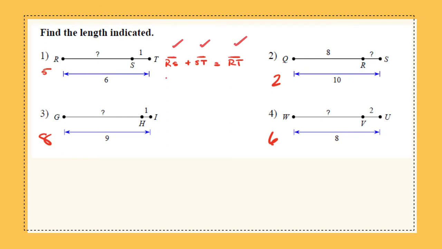So RS remains a question mark here for us, so I'm going to just have segment RS represented that way. ST I know is 1, and the entire length of RT is 6. So now I'm going to subtract 1 on each side, and I'm going to discover that segment RS equals 5. And I see that my 5 here matches the 5 that I have as my answer, so I'm feeling very good about that.